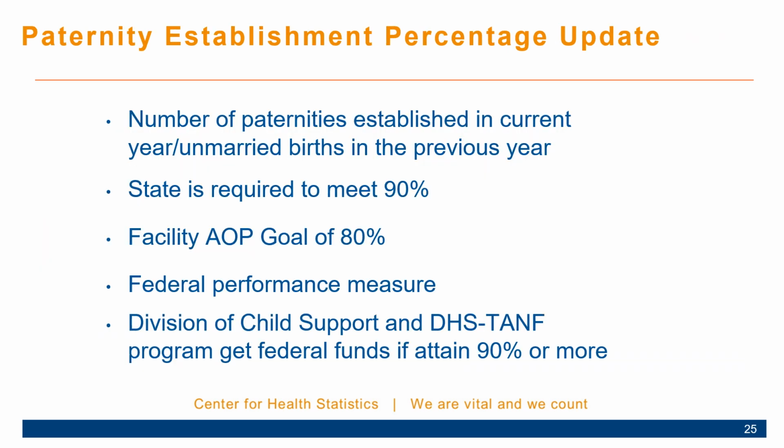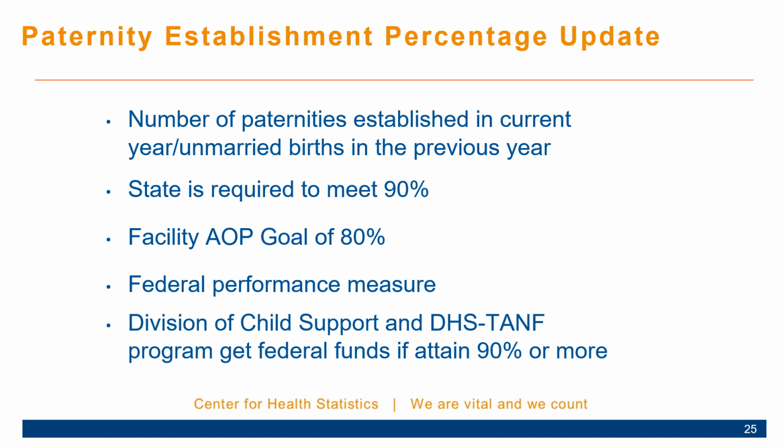What is PEP? It's the Paternity Establishment Percentage. The state of Oregon is required to meet the goal of 90% of paternities for unmarried mothers established each year. These years run from October 1st through September 30th. And the facility acknowledgement of paternity goal is 80%. And by meeting 80% of that goal, the state will meet that required 90% overall.